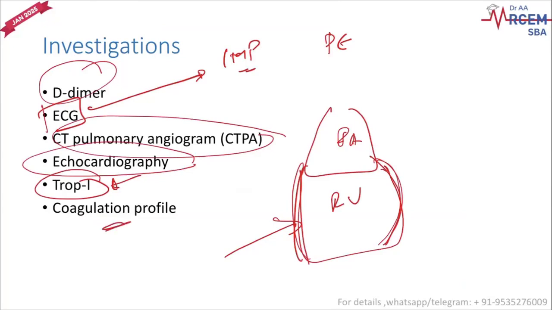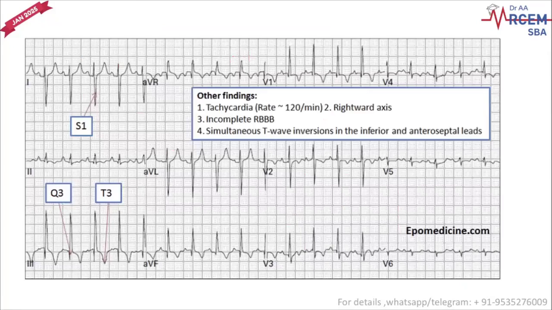Coagulation profile, because if you are planning to thrombolyse the patient, you need to know the coagulation profile findings. Basically, what is the INR, what are the PT and APTT levels before you go ahead with the thrombolysis. The baseline you need to be aware of.